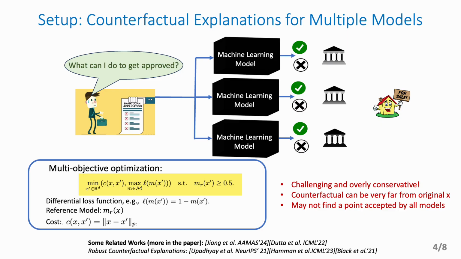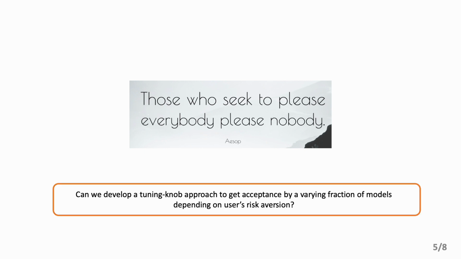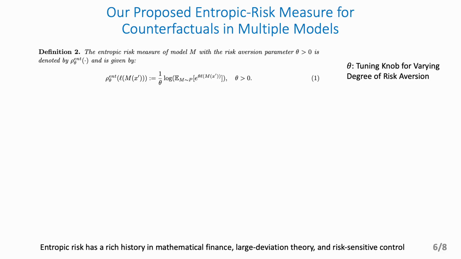So to address this challenge, we instead draw inspiration from this famous saying, "One who pleases all pleases none." We don't need to get accepted by all the models, but instead the question that we ask is, can we develop a tuning knob approach to get acceptance by a varying fraction of models, depending on the user's risk aversion? This leads to our proposed entropic risk measure for counterfactuals.